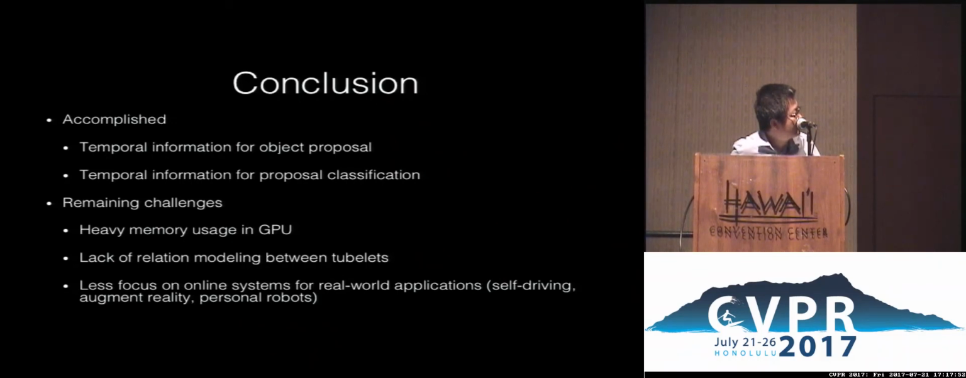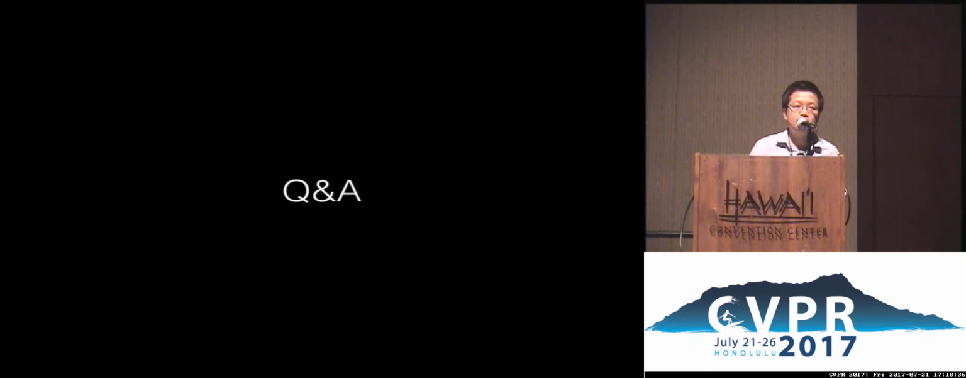Also, so far we model the relationship between bounding boxes or region proposals, but there is a lack of modeling the relationship between different tracklets. This is another direction to explore. And also, we currently don't consider much the speed and computation efficiency for video analysis. They mainly try to improve the accuracy, but in real applications, speed is definitely a key issue to be solved. All right, so I'm ready to take questions. Thank you.